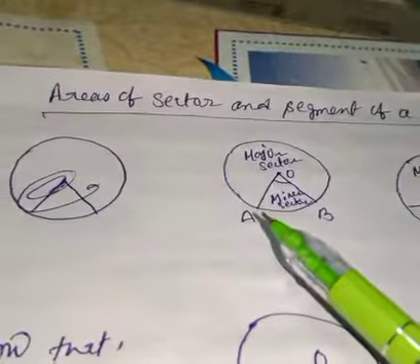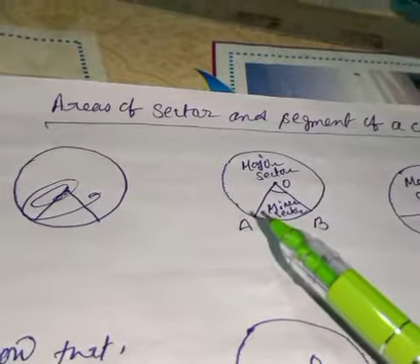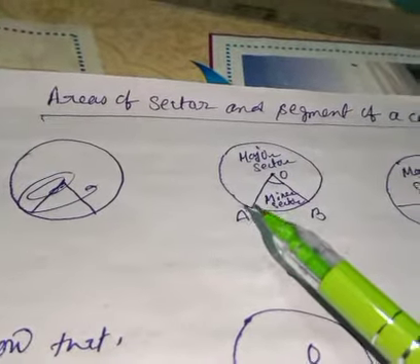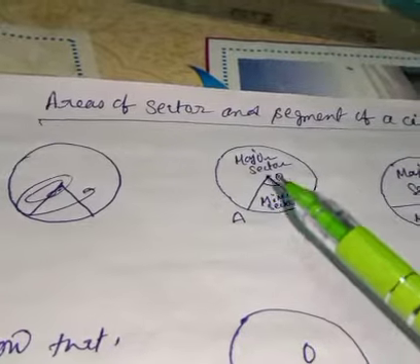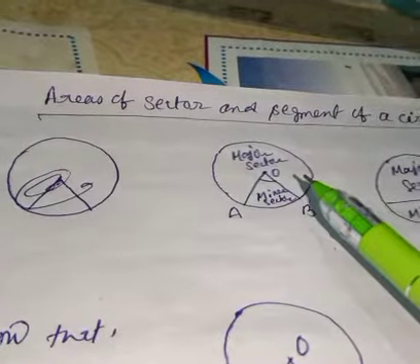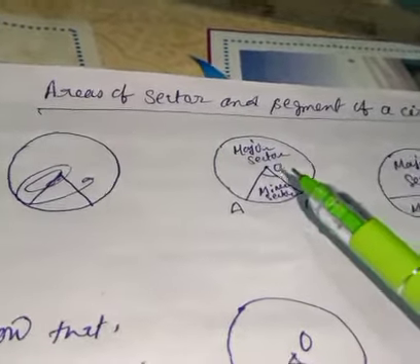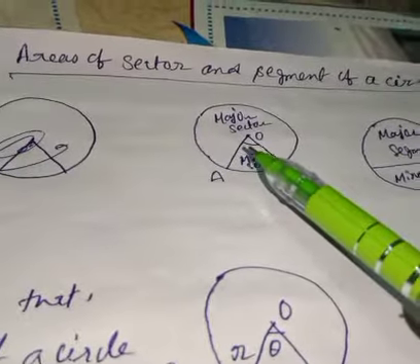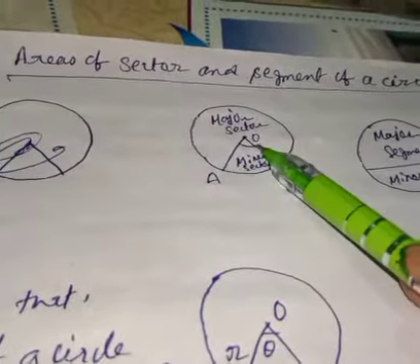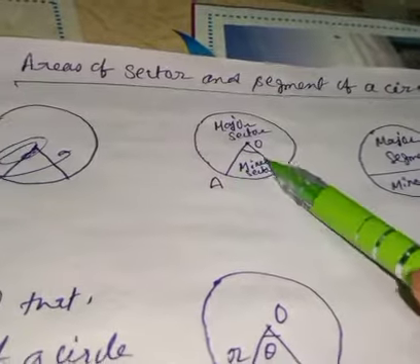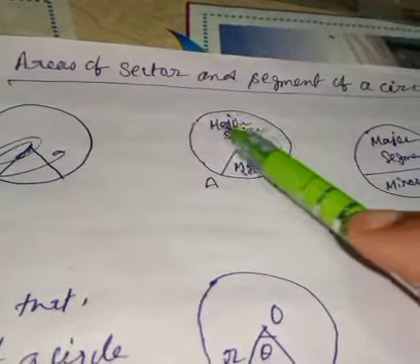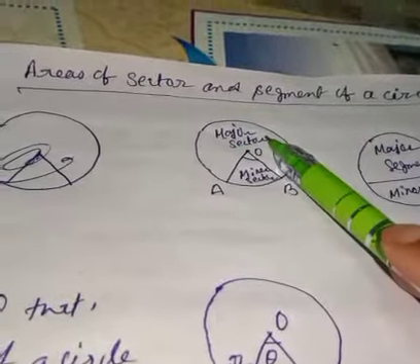Today we are going to learn about a new concept, that is areas of sector and segment of a circle. First of all, we have to know what is a sector and a segment. All of you already learned about this in class 9. If O is the center, this portion is called the minor sector and this portion is called the major sector.